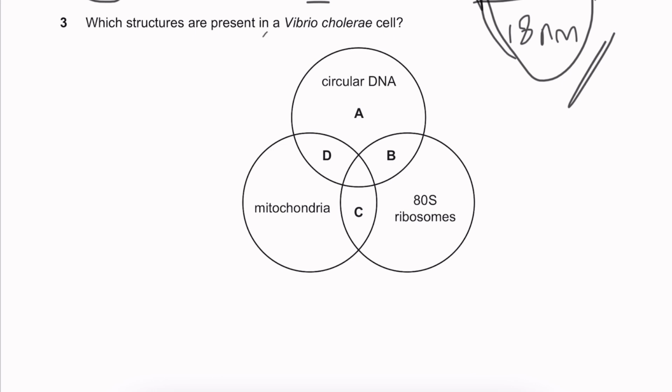Which structures are present in Vibrio cholerae? In Vibrio cholerae, we have circular DNA. Vibrio cholerae, remember, it's a bacterial cell. We do not have mitochondria because these are membrane-bound organelles. However, we do have ribosomes, but not 80 S ribosomes. We have 70 S ribosomes. So that's letter A.